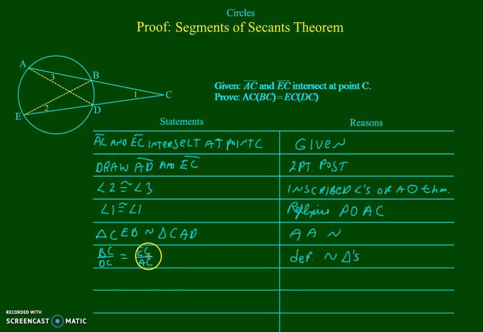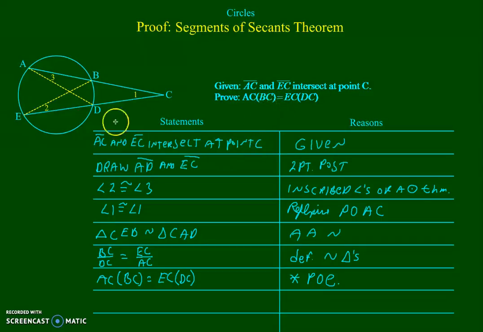So there's our proportion. Now all we have to do to get this statement is to cross multiply here. Multiply both sides by AC and multiply both sides by DC. And we should have this piece. So let's go ahead and do that. If we multiply both sides by AC, we get BC times AC. Multiply both sides by DC, we get EC times DC. And that is our final statement.